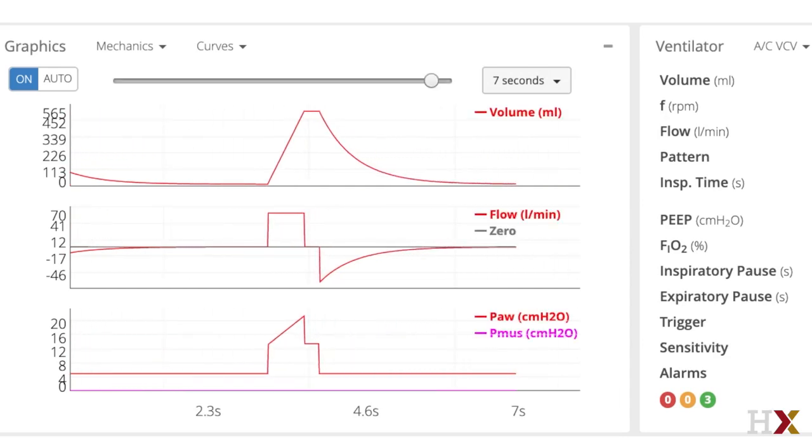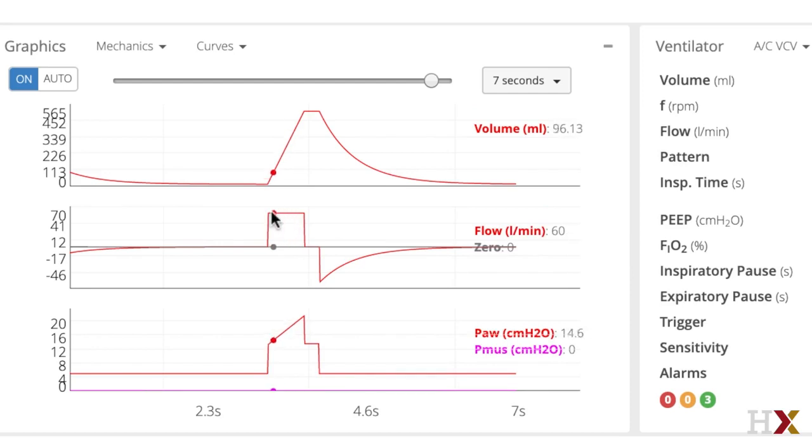With volume assist control, it is very common to have a constant flow pattern. This is why it's straight. When something doesn't change over time, it's flat. So here we have constant flow being delivered.